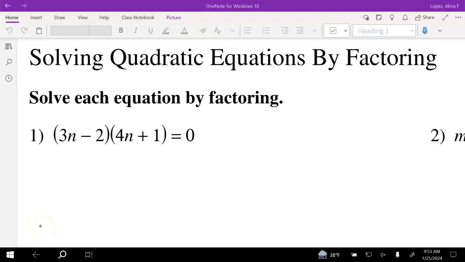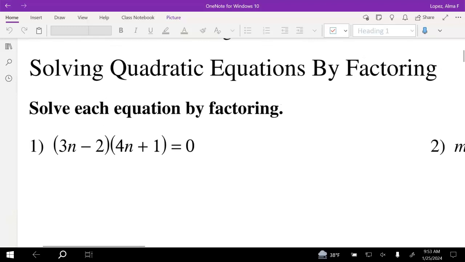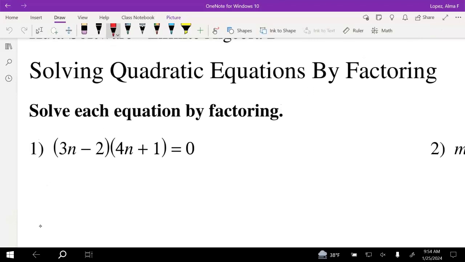In this video, we're going to be solving quadratic equations by factoring. Now, in our first couple of examples, they've already factored it for us. But the first thing I wanted to do was write down a couple of steps. Number one, always make sure all of the terms are on the same side.